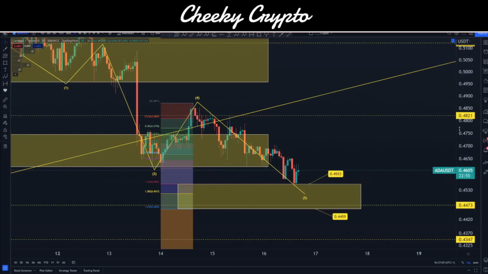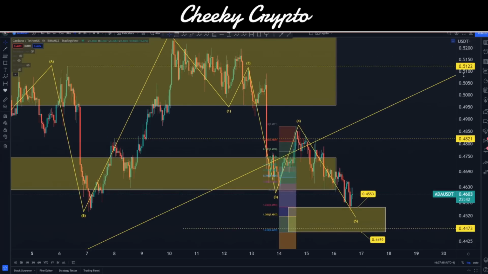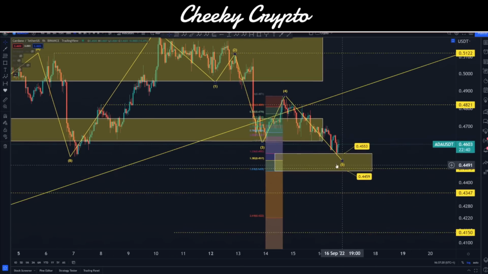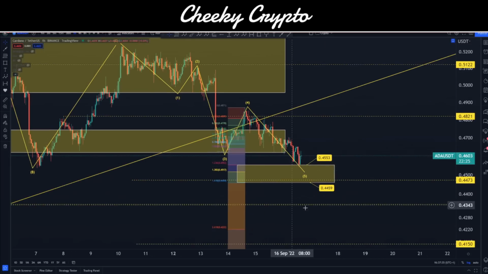Okay, let's get into this, right? So Cardano's ADA paired up with USDT on the hourly chart. Binance is the data source. So following on from our last Cardano video, we do have our structure to the downside. So we're talking 5-wave structure here, just taking us down to this fib area. Basically, we're talking 1.236 to 1.618, or if you prefer that in dollars or USDT, specifically, we're talking about 44.59 to 45.53 cents. Okay, so that's basically where we're talking.